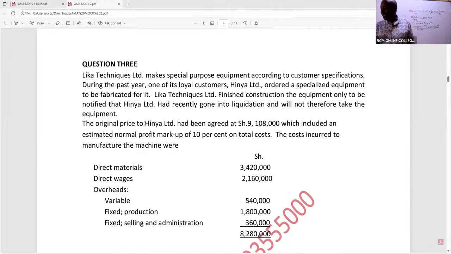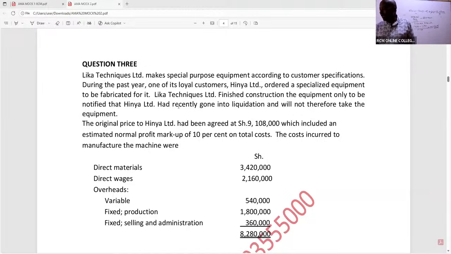During the past year, one of its loyal customers, Hinya. Hinya in Kikuyu means what? You're strong. Hinya, like we are waiting to see who has the bigger muscles tomorrow. Yeah, ordered a specialized equipment to be fabricated for it.